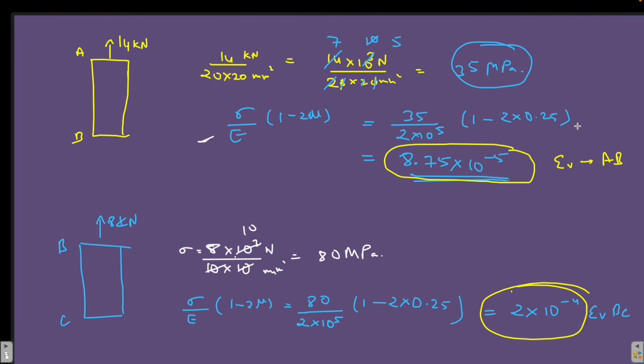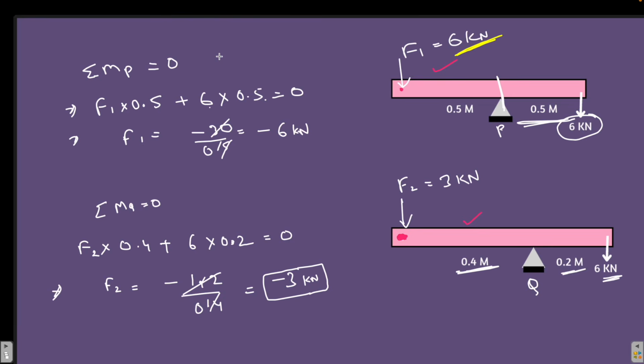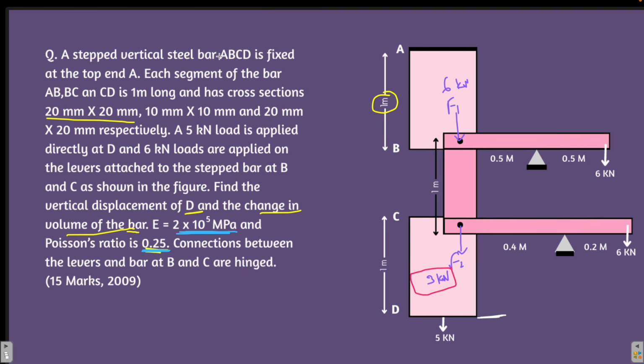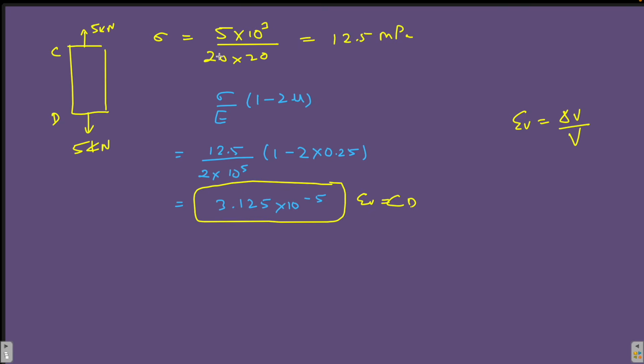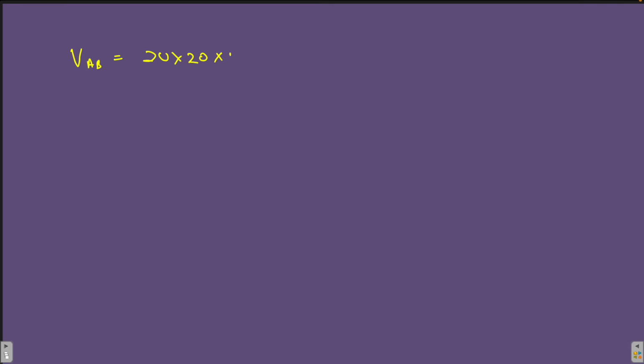So original volume of AB. What is the original volume of AB? It is 20 into 20, that is the cross sectional area. And what is the length? I think 1 meter was the length, right? 1 meter for each bar. 1 meter means it is 1000 millimeter. So this is the volume of the first bar. So it is 4 into 10 to the power 5 millimeter cube, right?